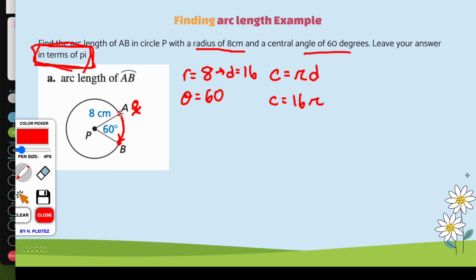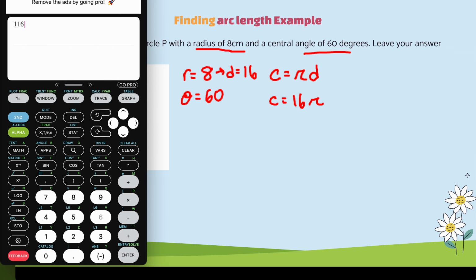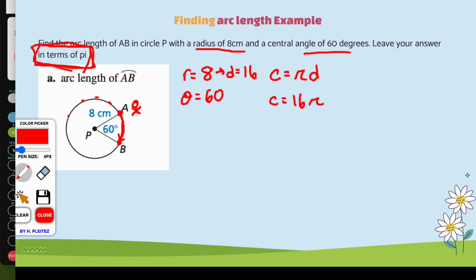So that means that if you started at A and you ran all the way around and ended up back at point A, you would have run 16 pi centimeters. Now remember, pi is just a number, so if you did 16 pi in your calculator, that would mean that you ran 50.265 dot dot dot centimeters if you ran fully around the circle. But we're not running the full circle, right?